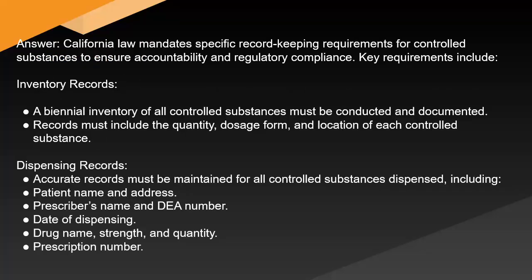Answer: California law mandates specific record-keeping requirements for controlled substances to ensure accountability and regulatory compliance. Key requirements include inventory records. A biennial inventory of all controlled substances must be conducted and documented. Records must include the quantity, dosage form, and location of each controlled substance. Dispensing records. Accurate records must be maintained for all controlled substances dispensed, including patient name and address, prescriber's name and DEA number, date of dispensing, drug name, strength, and quantity, prescription number.